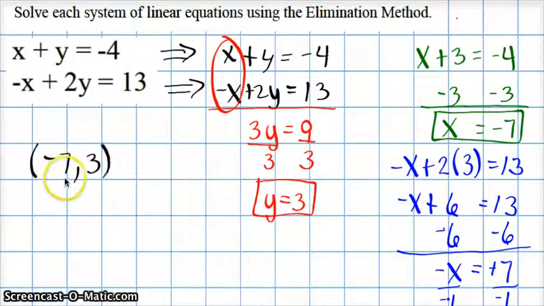We always write our coordinate pair as -7, 3. The x value first, the y value second. That's alphabetical order.